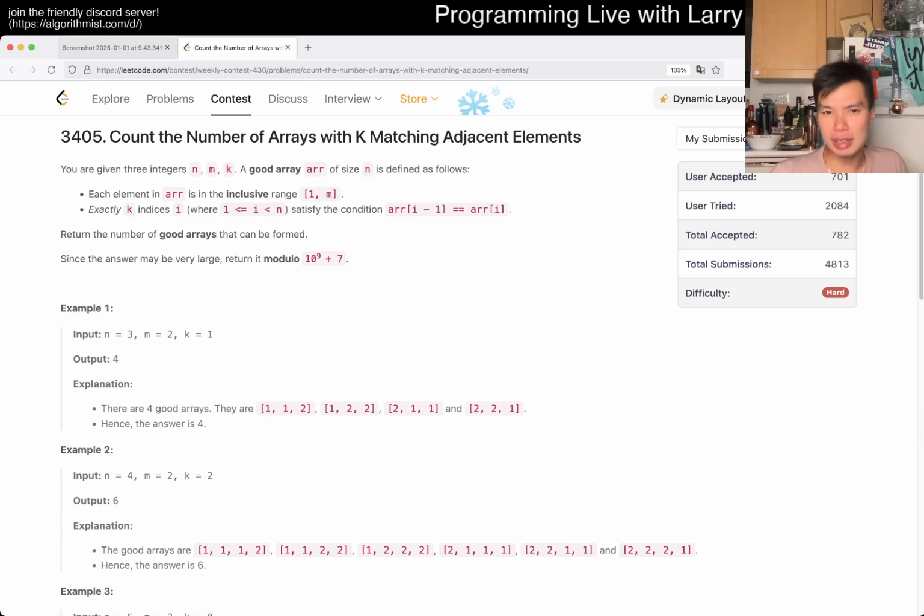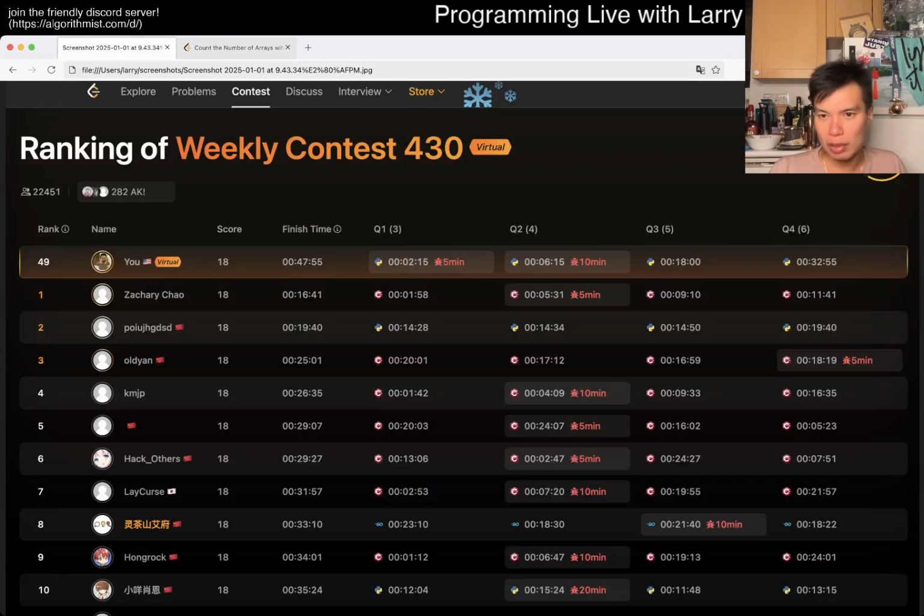This one in concept is, or not in concept, but in implementation, simpler than Q3. So a lot more people got Q4 than Q3. But I don't think this is easy. It's just very specific knowledge. And I ended up taking about 14 minutes on this one.